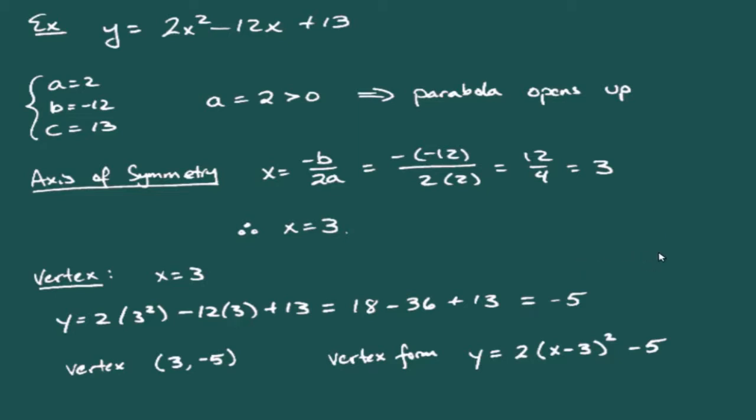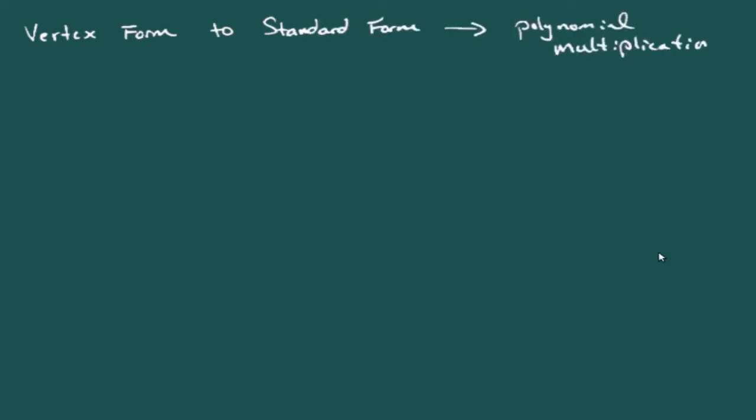So now, just to kind of complete the circle with everything, suppose that somebody gives us a vertex form and we want to go back to standard form. Well, how do we do that? We do that with just simply polynomial multiplication. We just expand out the polynomial that we have.